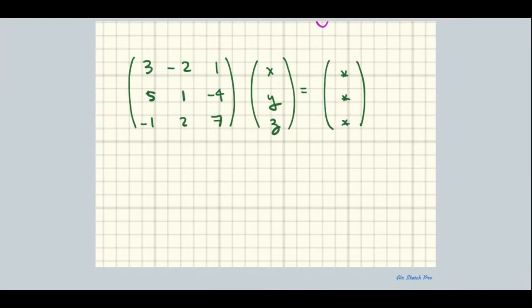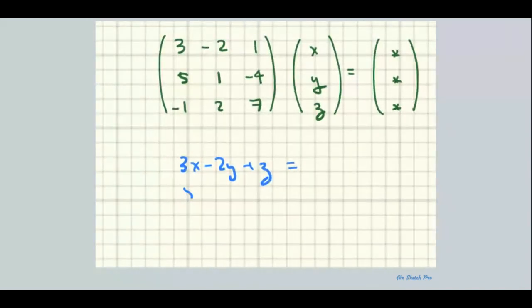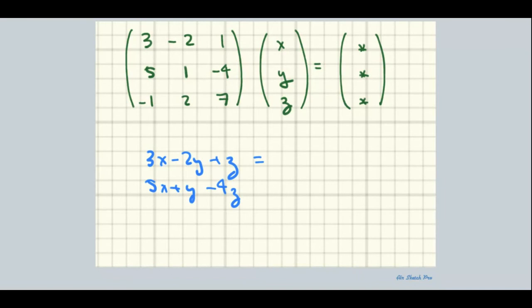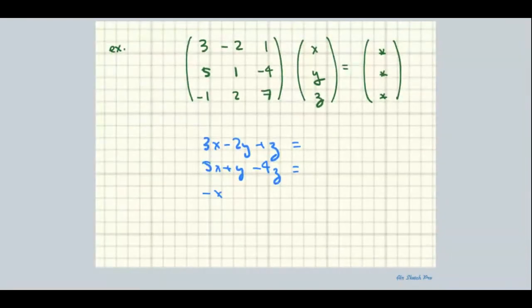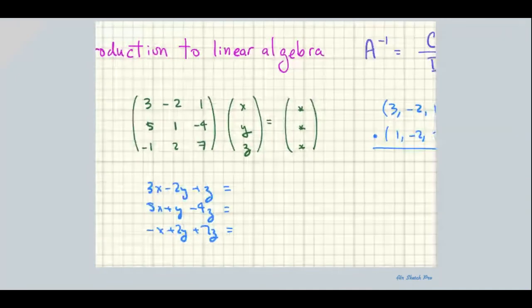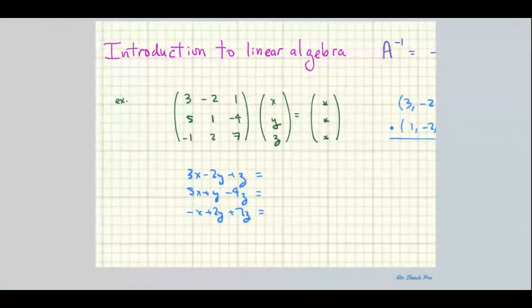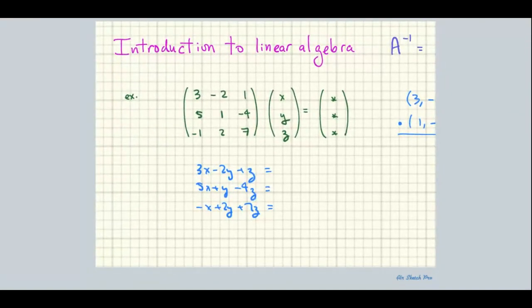So this is the matrix equation associated with the system of equations 3x minus 2y plus z equals something. And 5x plus y minus 4z. And negative x plus 2y plus 7z equals something. And the idea here is that I'm going to want to solve for x, y, and z on this.